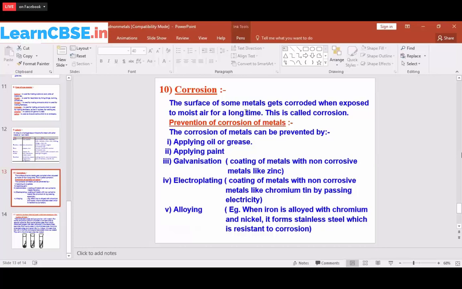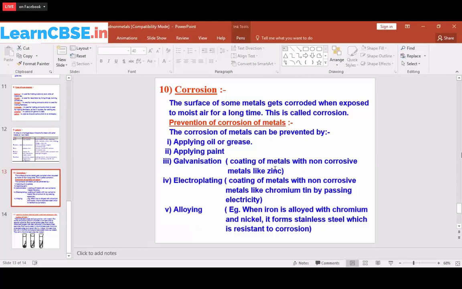It takes years together, so 2 years or 1 year, depending upon the exposure of the iron to the air as well as the moisture. This we call corrosion. So how can we prevent corrosion? By applying oil or grease and applying paint. Galvanization. Galvanization is nothing but the coating of metals with non-corrosive metals like zinc. So what will happen? We are able to protect the iron from it.